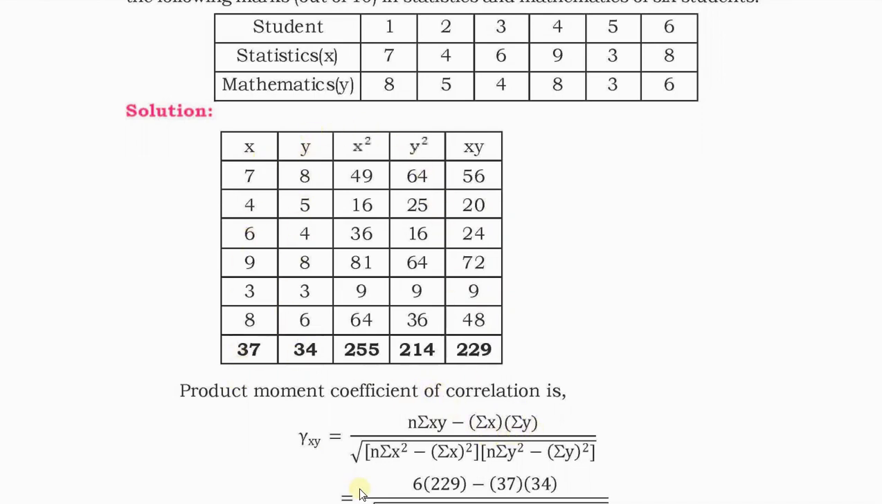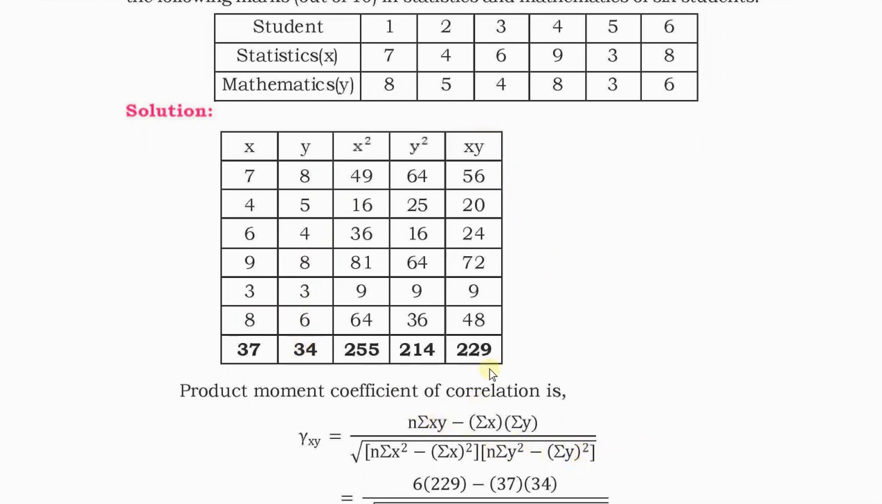Next, divide by root of n into summation of x square minus summation of x whole square. So here we need summation of x square, that means square the x values and then take a total of them, 255. Summation of x whole square, we have already done the summation of x here, and we have to square that value. Next, n into summation of y square. So square all the terms of y into n, that is 6, minus summation of y, the total of this, squared.